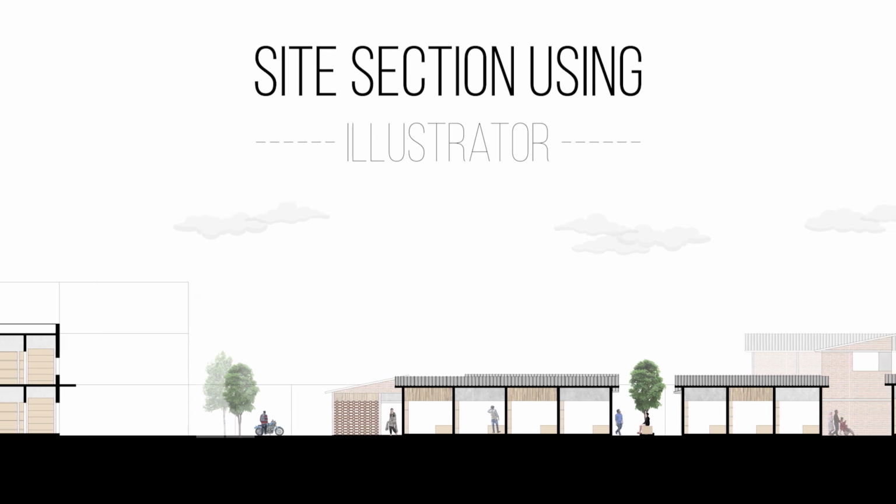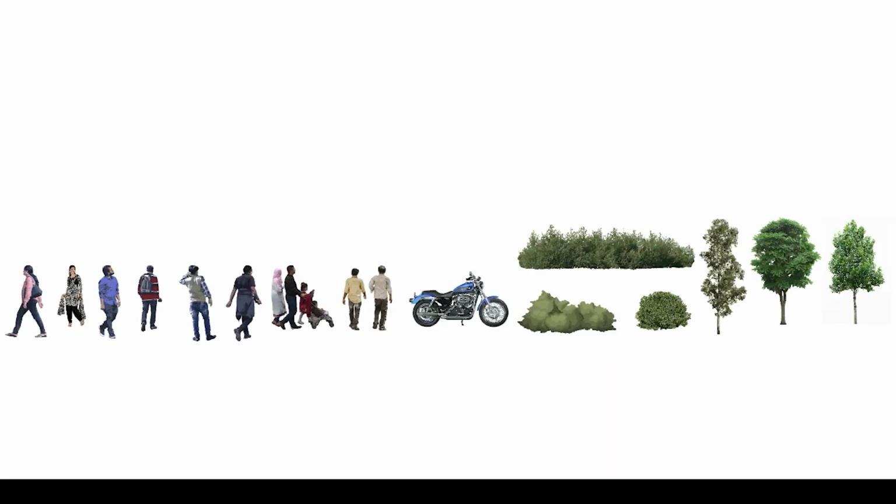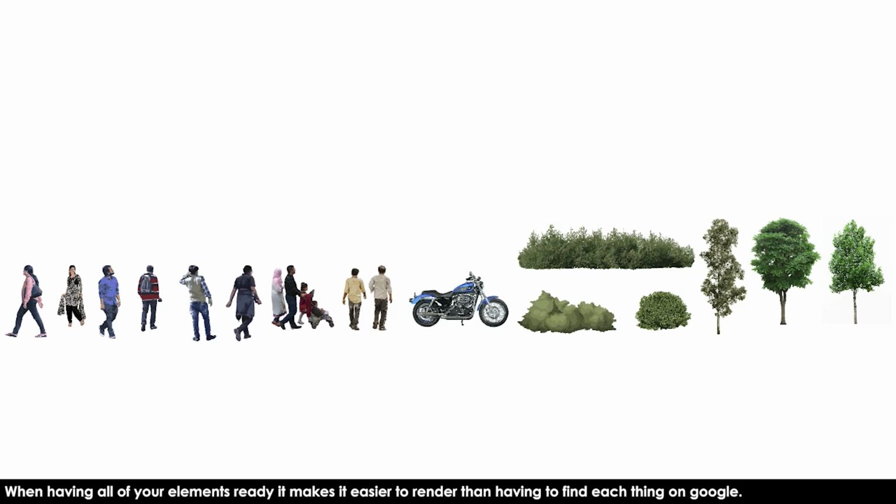In today's video I'm going to show you how to create a site section using Illustrator. One of the first things I did was to have all of my elements ready: all of the people, the vehicles, the trees, the grass, the shrubs, whatever. What this does for me personally is make me more time efficient, so that I don't waste time looking for things.